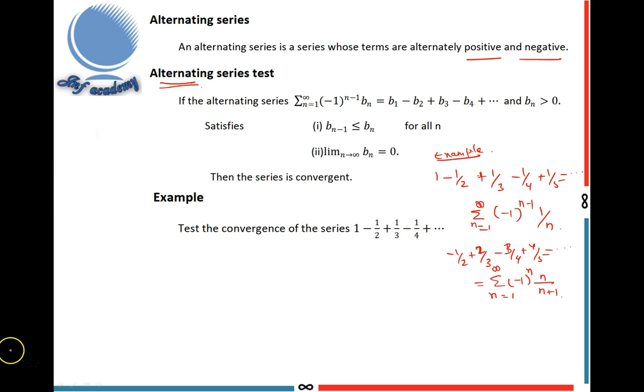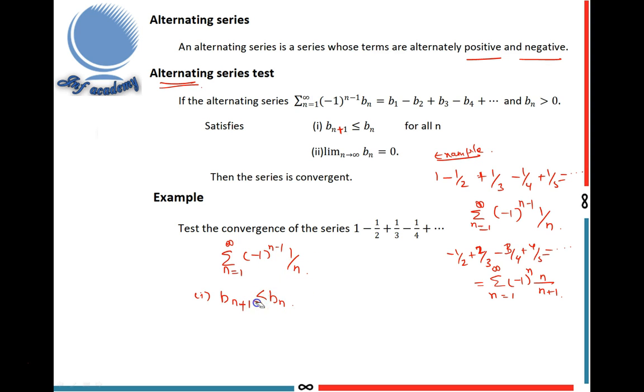Next I will give one example. Test the convergence of the series 1 minus 1 by 2 plus 1 by 3 minus 1 by 4 and so on. You have to check whether the series is convergent or not. The given series I can write as sigma n equal to 1 to infinity, (minus 1) whole power n minus 1, 1 by n. This is the given series. First, you have to check the first condition. What is the first condition? Here b n plus 1 is always less than or equal to bn.